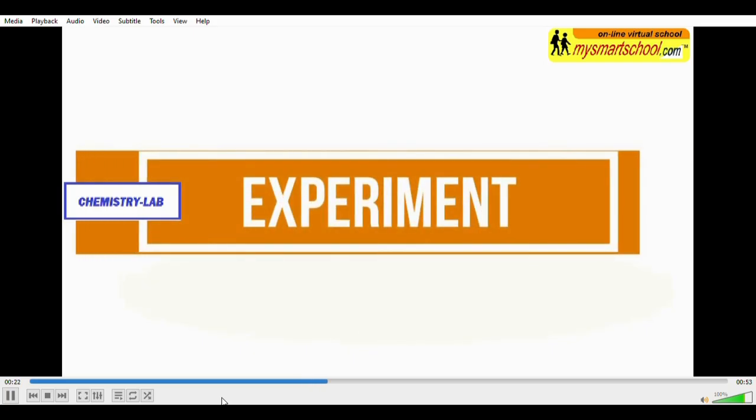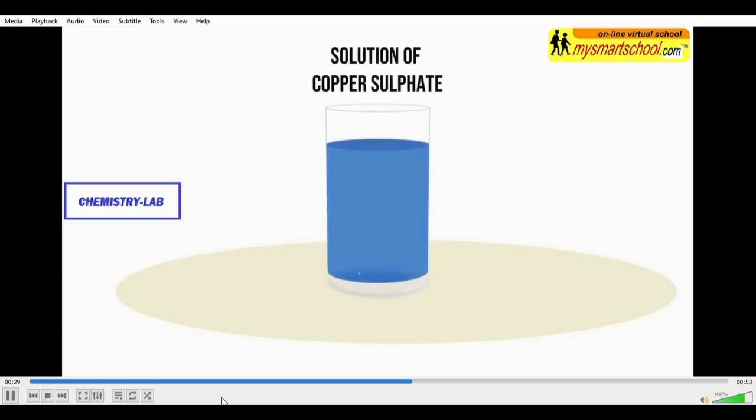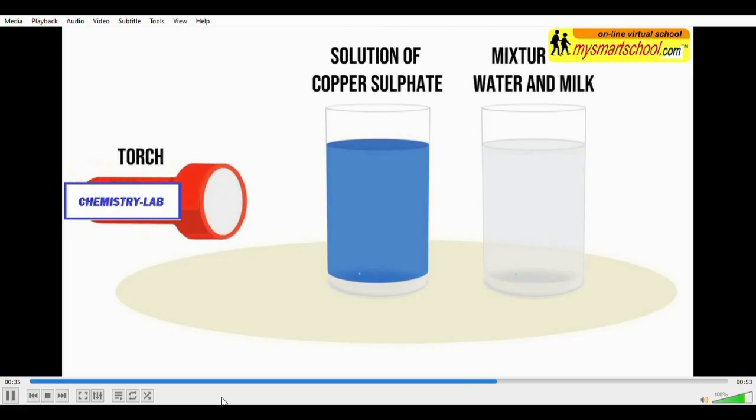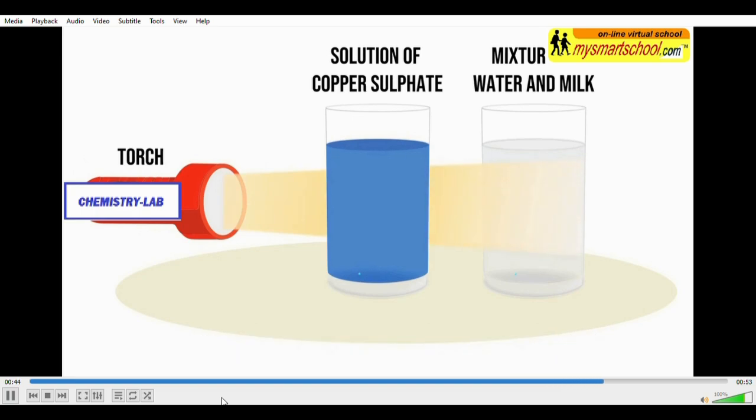Now, let us do a small experiment. We have a glass filled with solution of copper sulfate. A glass filled with mixture of water and milk. Let us take a torch, switch it on. The animation has been slowed to show a flow of light. The path of light travels through the copper sulfate solution. Hence we can trace the path of light visible inside mixture of milk and water.